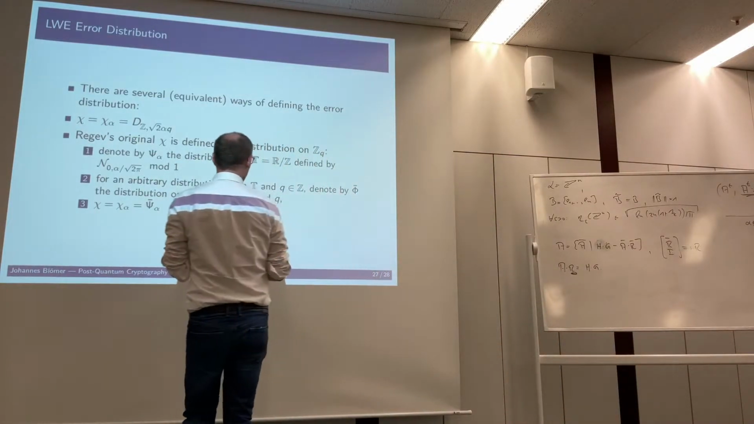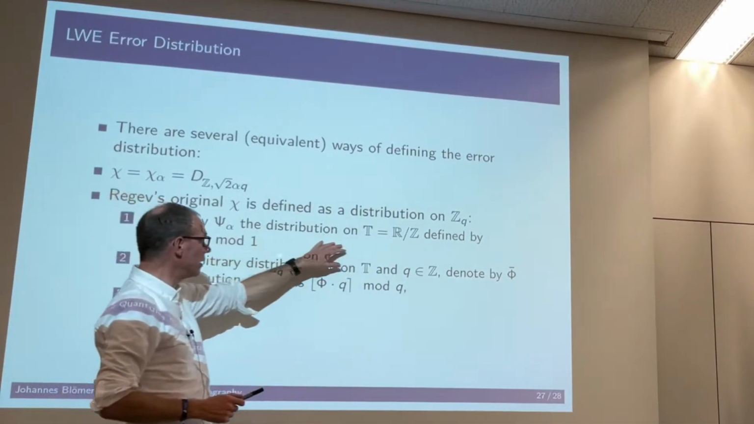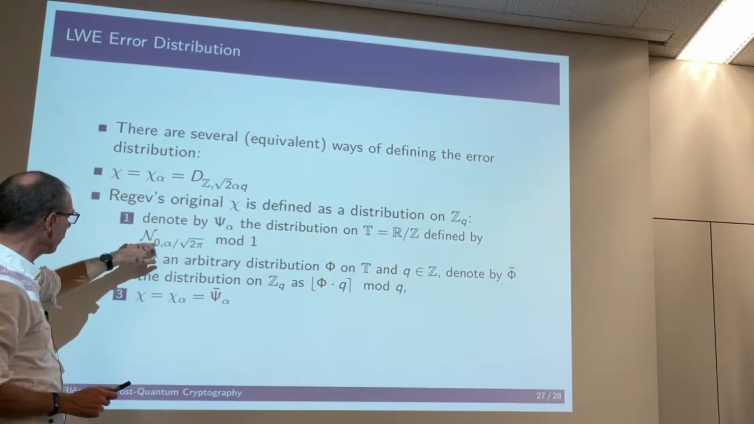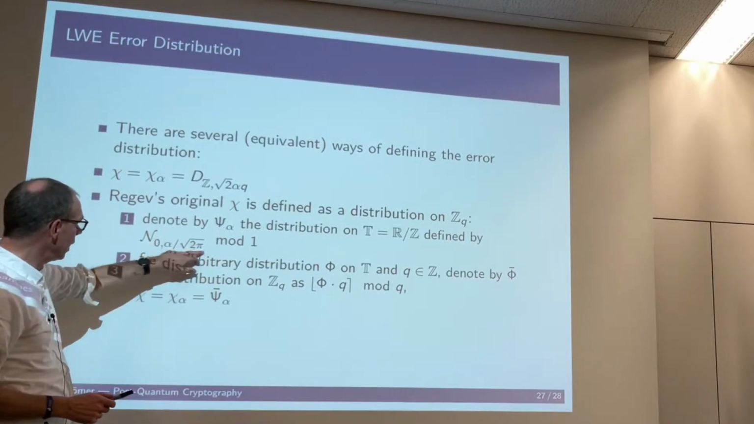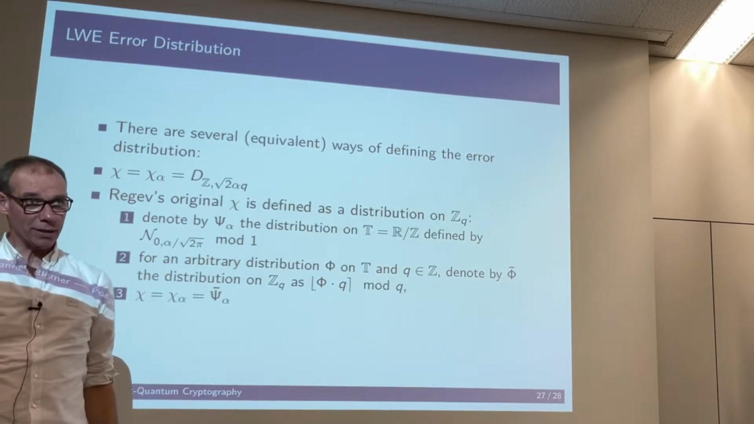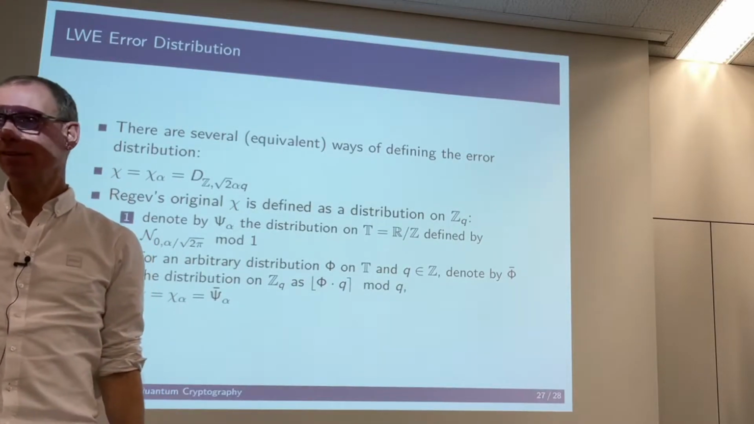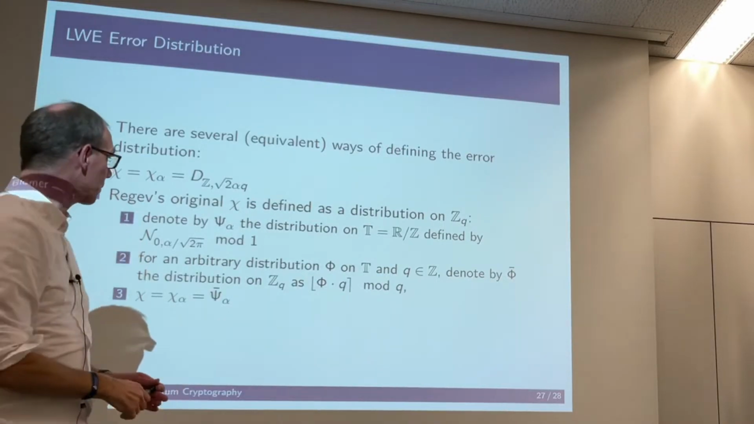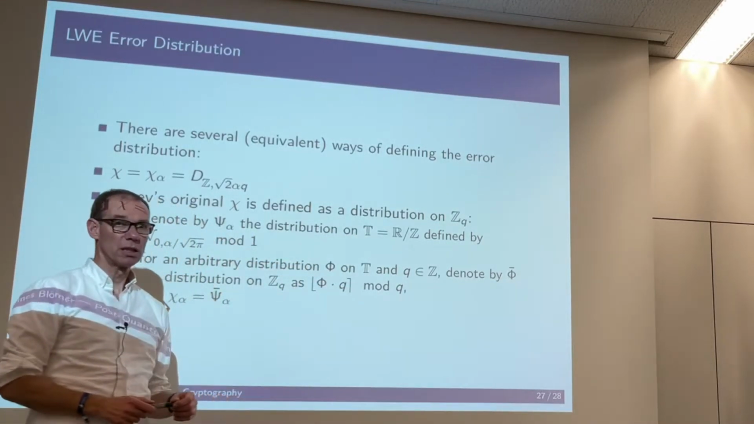Okay, and then what you do is you can define a distribution on this T by picking an element from the normal distribution with mean 0 and this as standard deviation. Do that mod 1. Mod 1 means ignore the integer part. Now that's mod 1. This gives you first a distribution on this T.